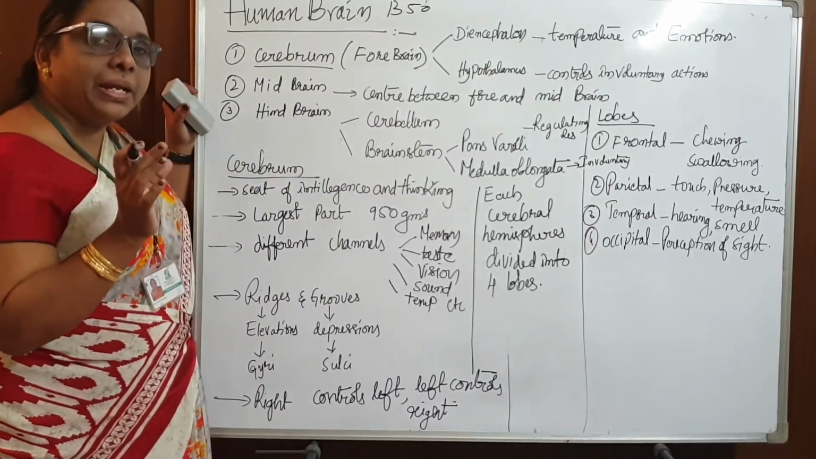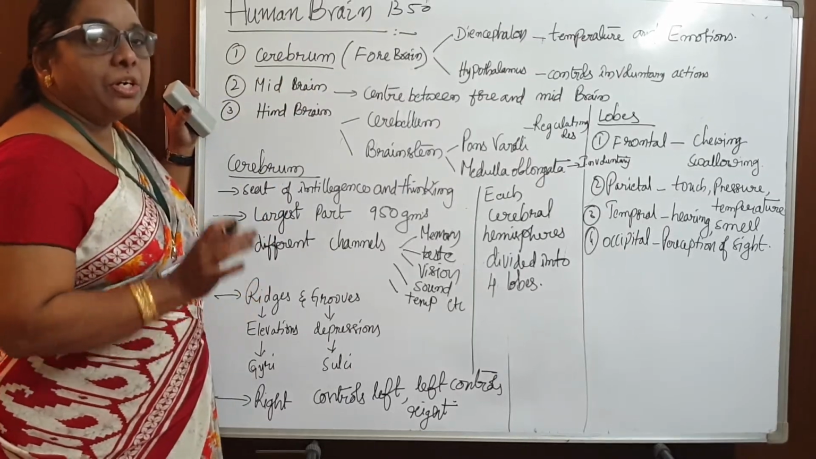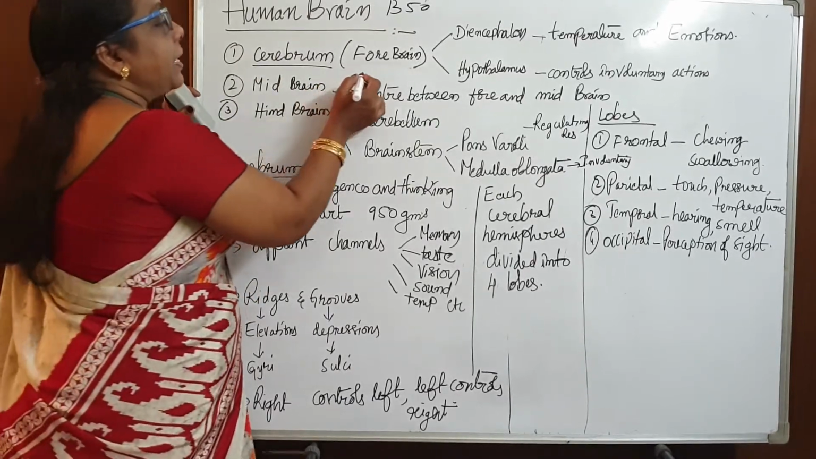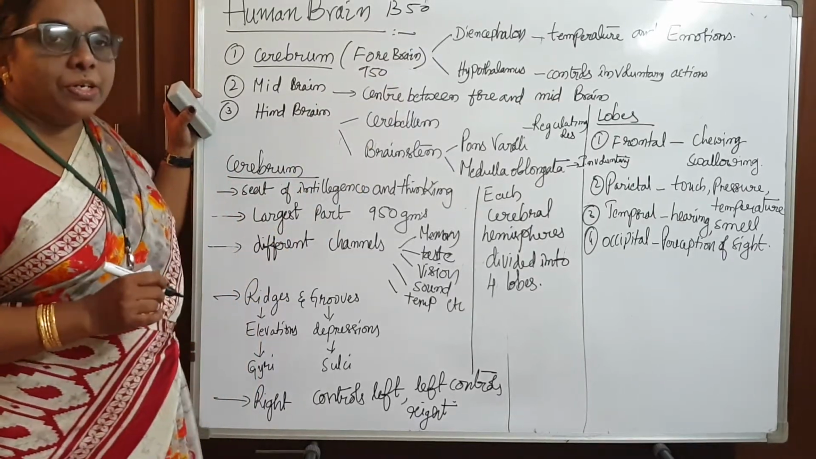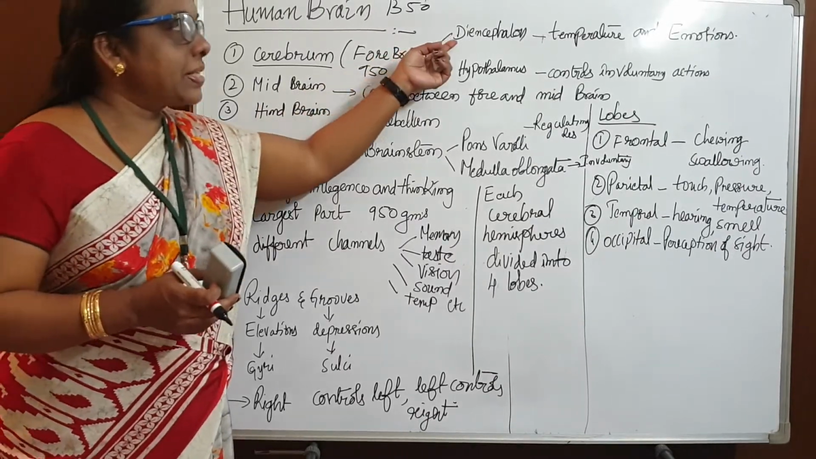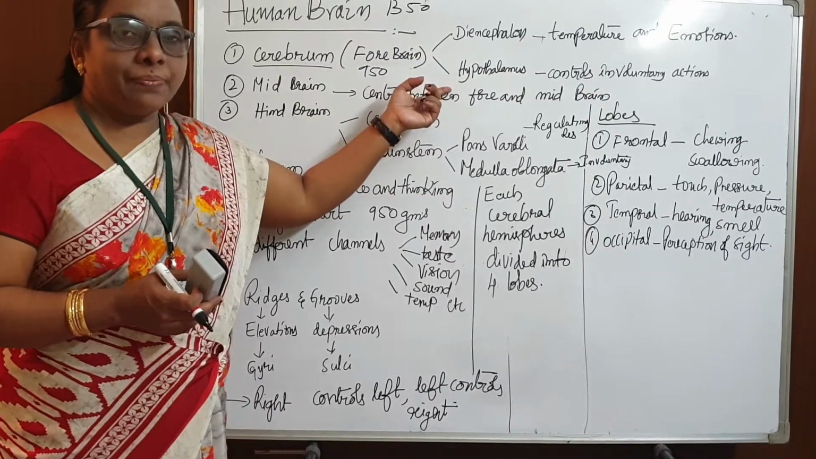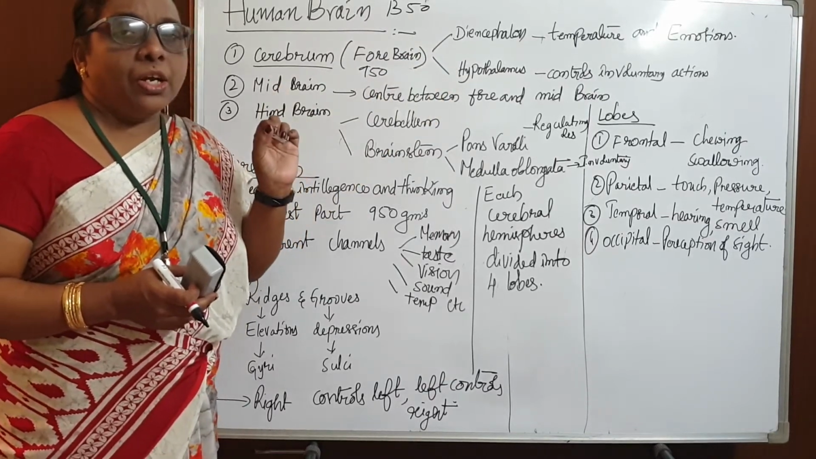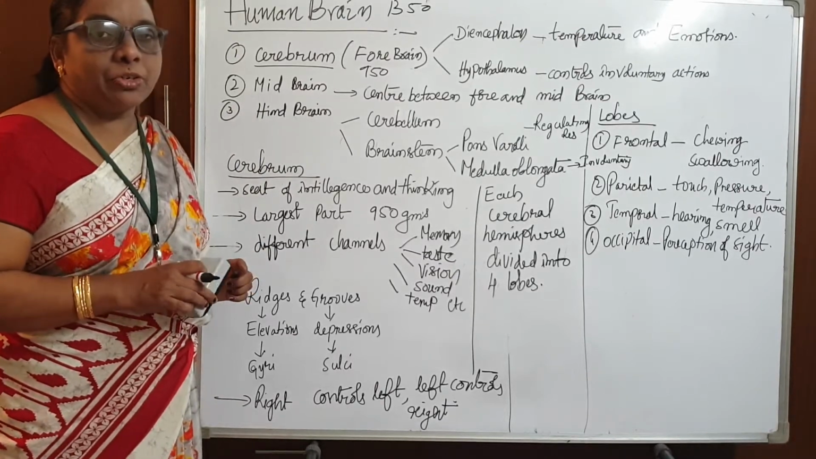Under the forebrain, the main part we are going to study is the cerebrum. The weight of the cerebrum is 950 grams. The other parts present under it are the diencephalon and the hypothalamus, and these are very close to a gland in the human body called the pituitary gland.